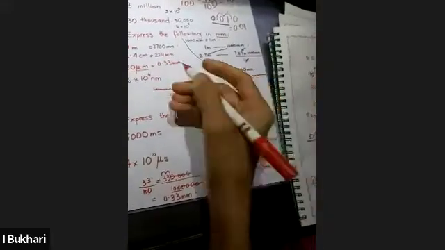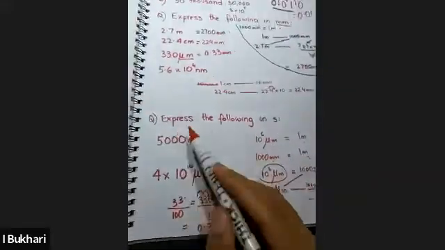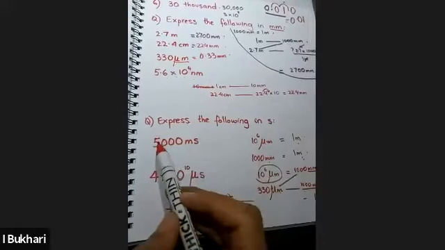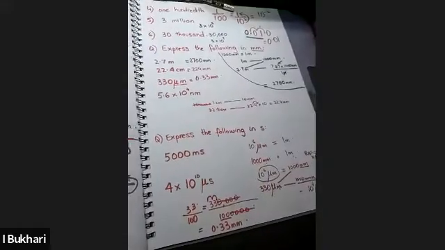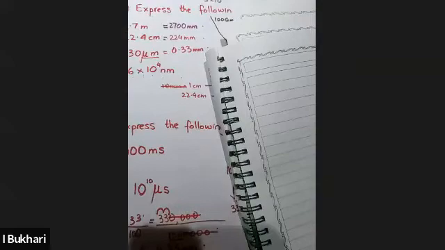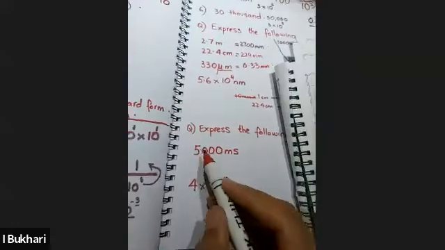Okay. Now, we have done these. Now, express the following in seconds. 5,000 milliseconds. How will you convert 5,000 milliseconds into seconds? Who wants to do this question? Muhammad Abdul Ahad. Yes, Muhammad Abdul Ahad. Can you convert this 5,000 milliseconds into seconds?